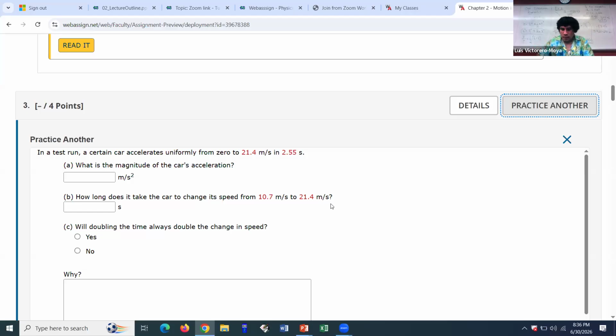Okay, good. All right, I think I gave you enough time for this, right? So what do you get for the acceleration? I got 8.39 meters per second per second. How do you do it? So it's going to be the final minus initial. The initial is 0, because it said from 0. And then the final is 21.4. And then over time. So that's just 21.4 divided by 2.55.